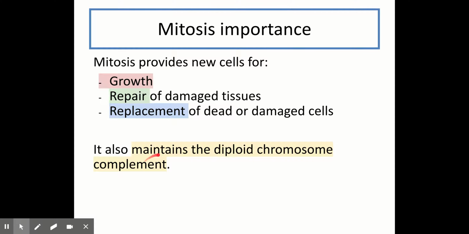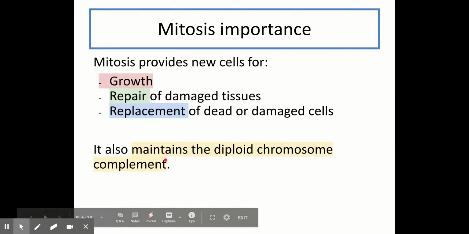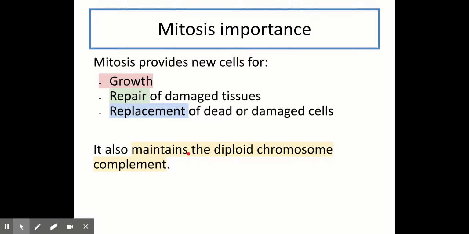Another reason mitosis is so important is that it maintains the diploid chromosome complement of the cell. So in other words, no genetic information is lost each time a new cell is made. The number of chromosomes stays the same, but you need to use the word maintains. You might be able to explain that in slightly different words, but if you just remember it maintains the diploid chromosome complement, that's enough. So there are the 4 reasons that mitosis is important.